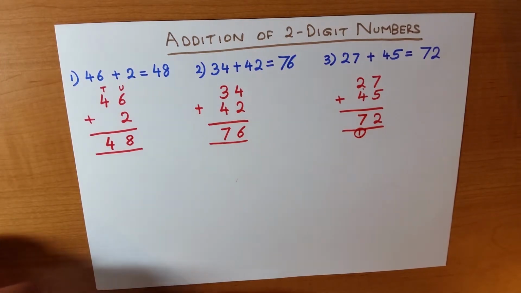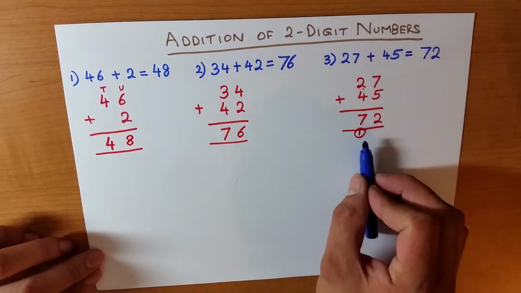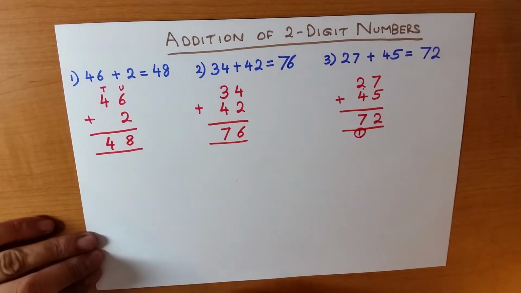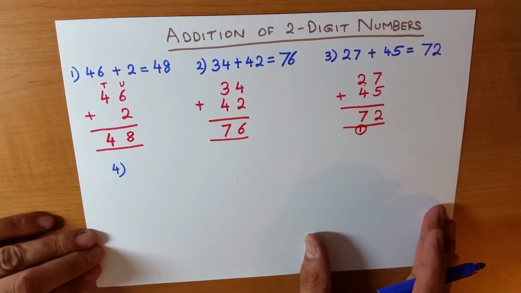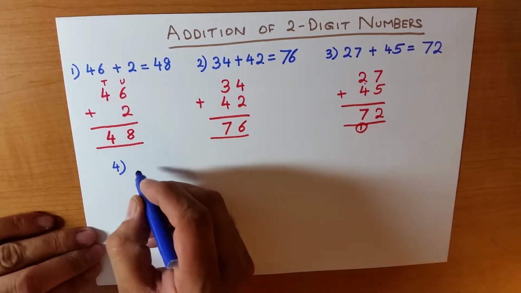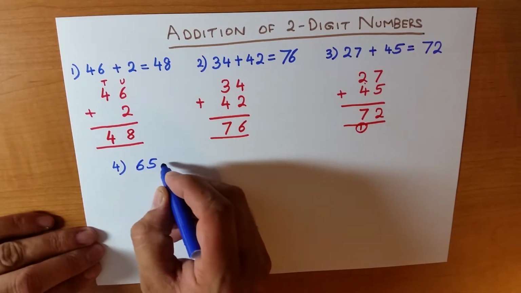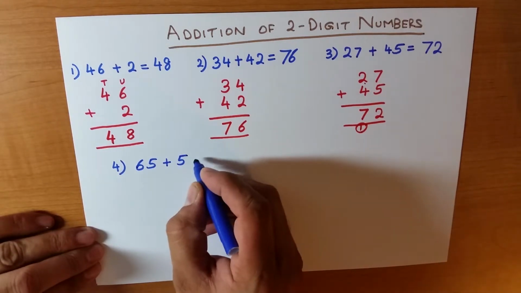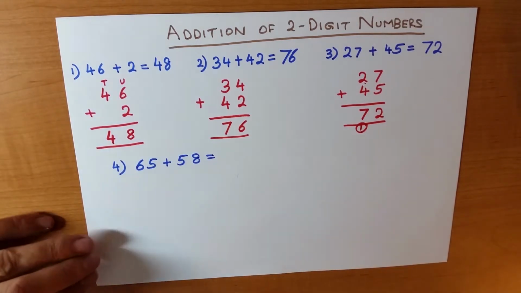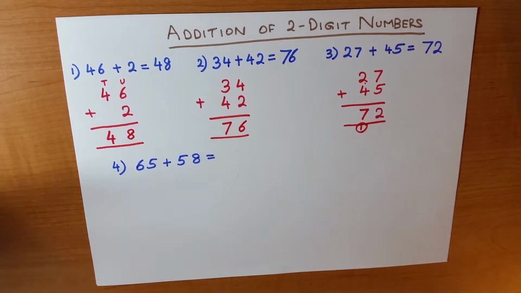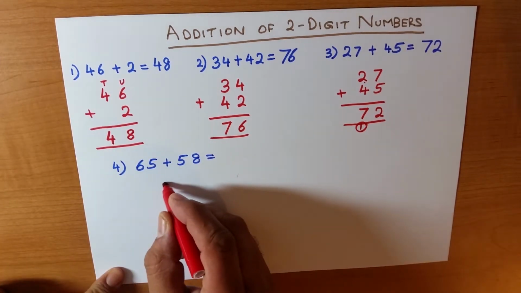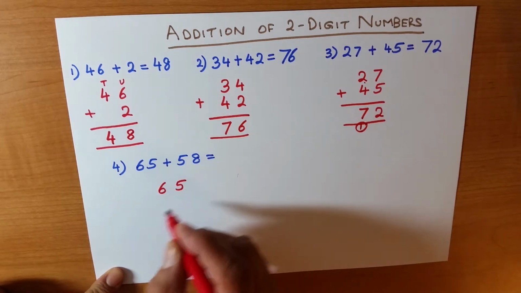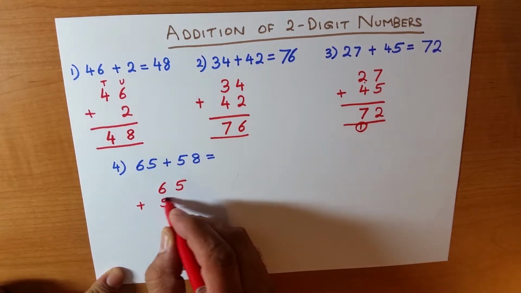Let's work through an example where both the units and the tens columns add to 10 or more. Let's move the page up slightly. So what is 65 plus 58? Now that looks a bit more tricky, doesn't it? Let's write this down in the vertical format. So we have 65 plus 58.